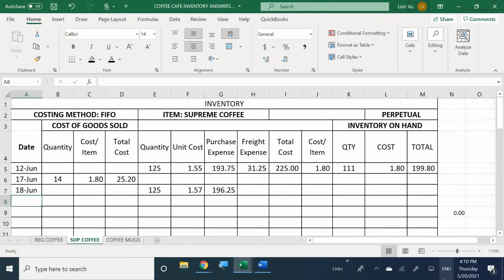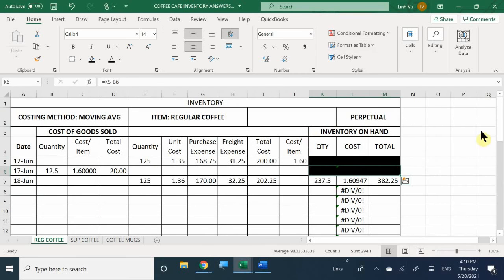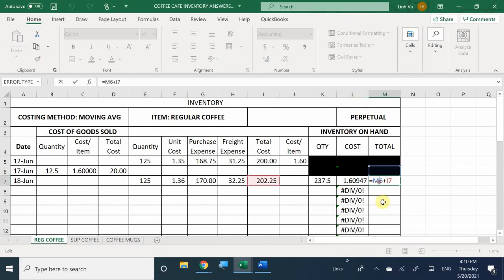Quick question. Could we go back and see the formula again for that 382.25? For the what? This one? Yeah, my totals. Okay, so it's going to be your previous number, it's what you had on hand, and you're going to add 202.25 to it. So it was the 112.5 plus the 125. That's the quantity. Yeah, I hit freight expense and my number was way off. My fault.